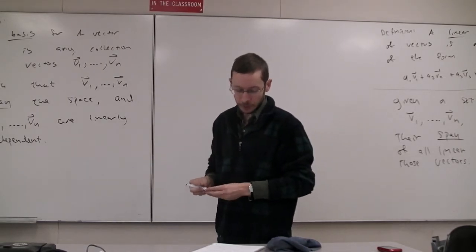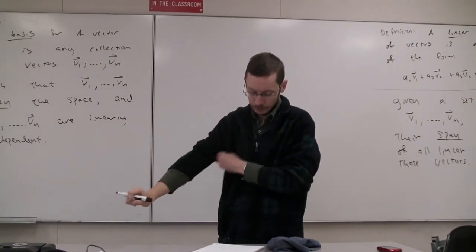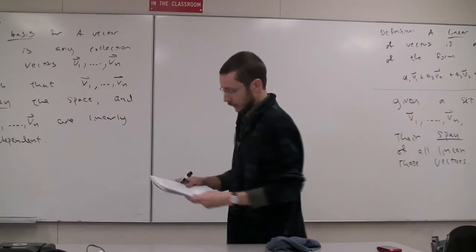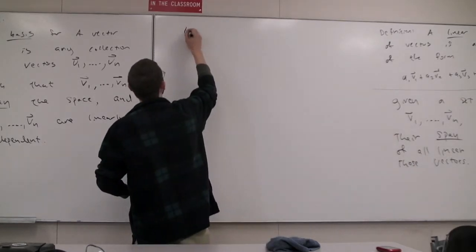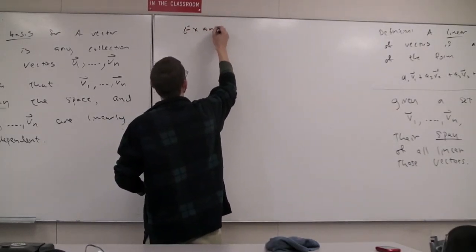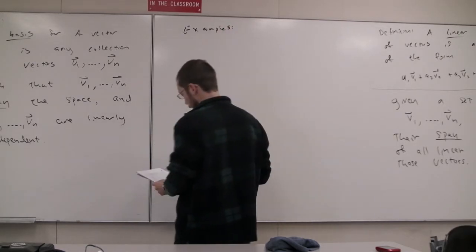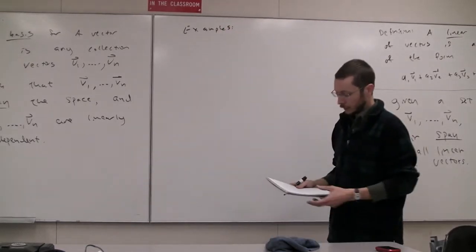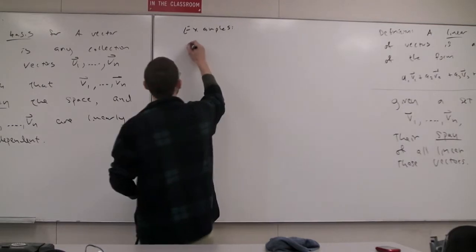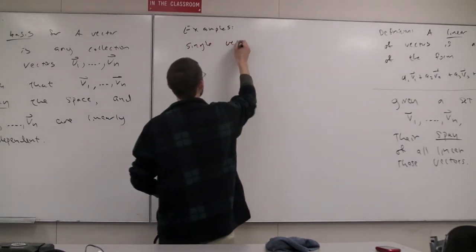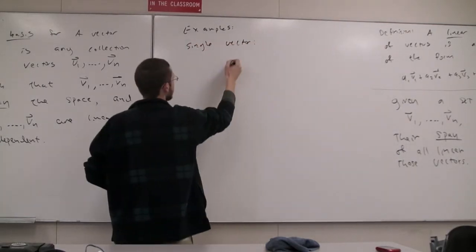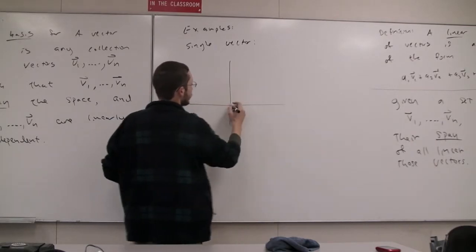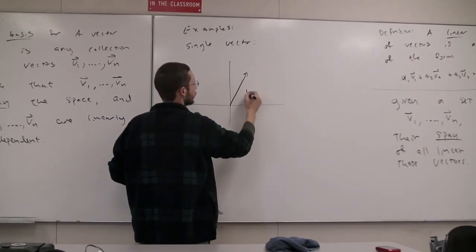Let's take a look at some geometric examples of all these definitions. Let's consider a single vector. So I suppose we have V1 here.